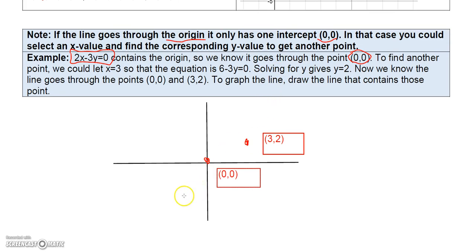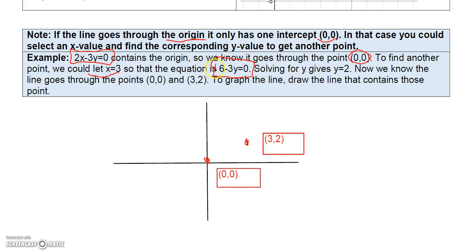So the only intercept is the point 0, 0. So we know this line goes through the point 0, 0, which I've tried to highlight right here. So it goes through that point. Now, to find another point, you could let x be a number. I chose to let x equal 3. You might try other values, but I tried to find a number that would give me a whole number and not a fraction. So I chose to let x equal 3. Now, if I let x equal 3, then in this equation it would become 2 times 3, which is 6. So I'd have 6 minus 3y equals 0.